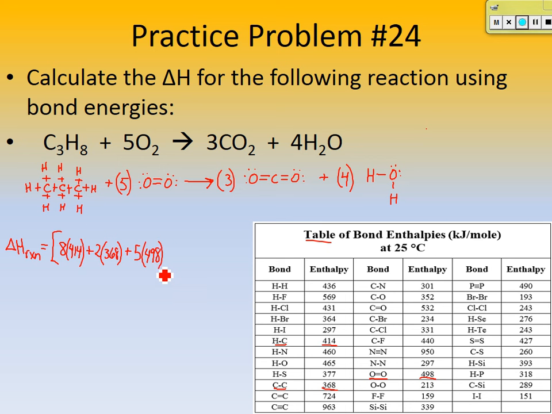Okay. Now, is that it for bond breaking? That's it, because that's all my reactants. So I'm going to close it off here. Now what do I need in my equation? What goes here? What sign? A negative sign. Again, because when we form bonds, it releases energy. We've got to have a negative sign to show that it's energy being released.